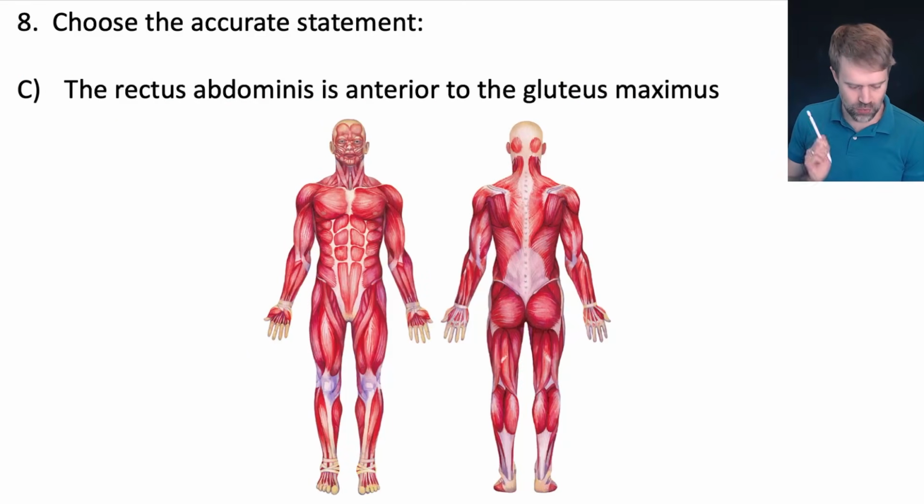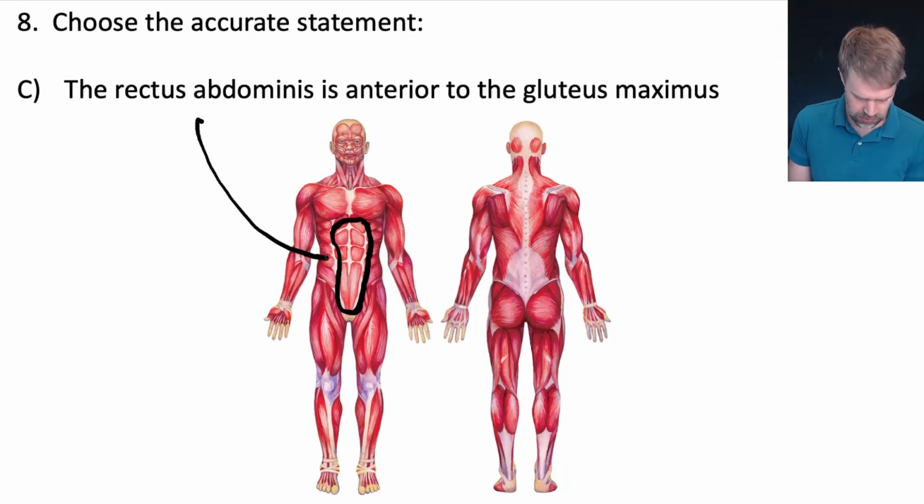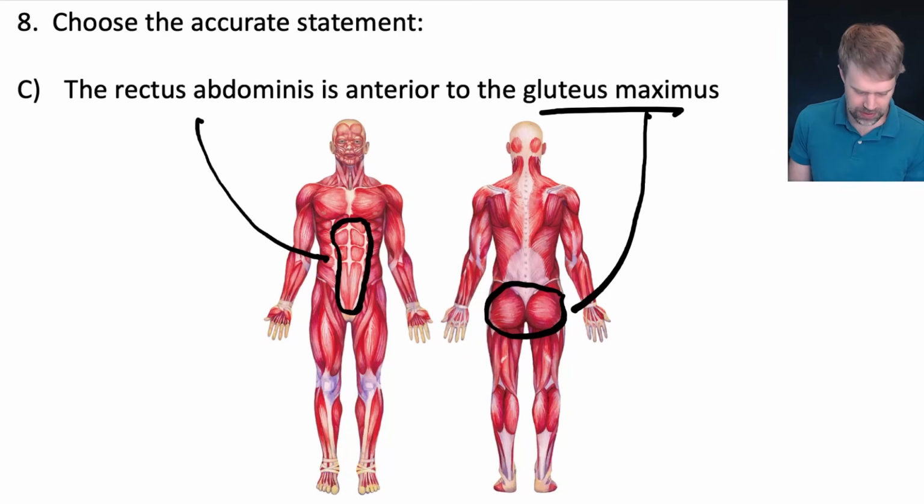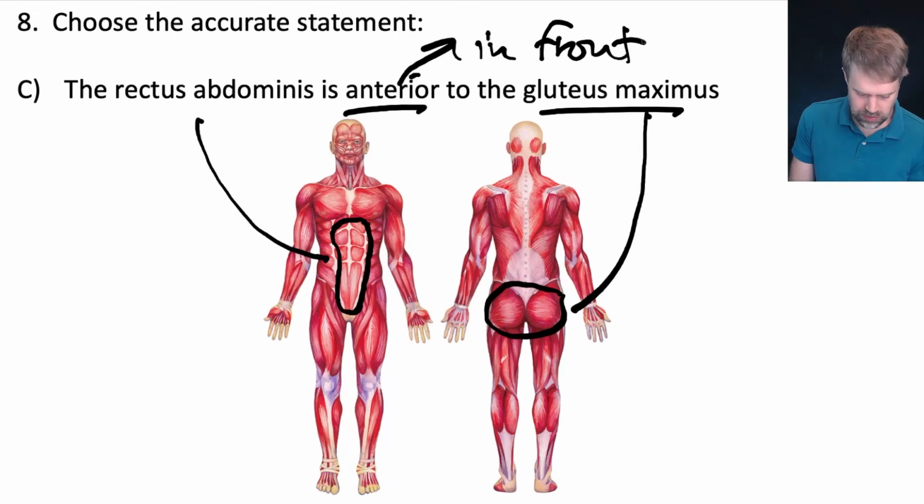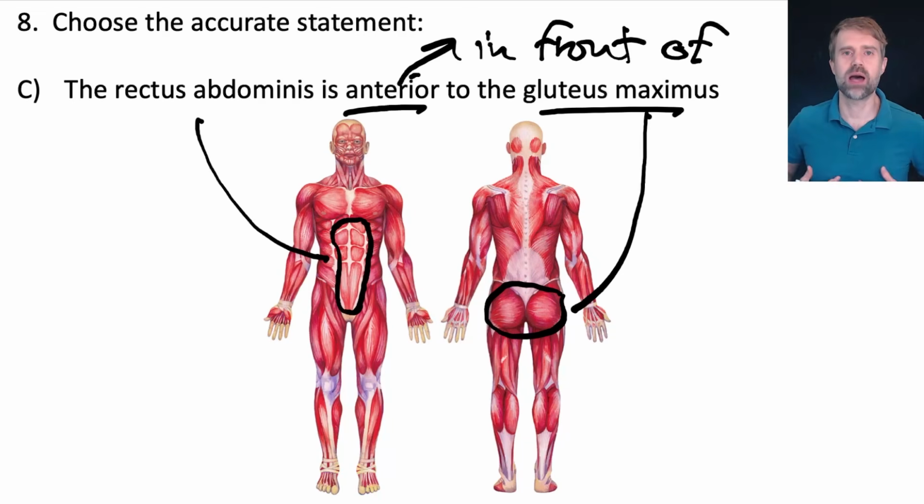B is also wrong. C, the rectus abdominis is anterior to the gluteus maximus. These are muscles that we're talking about here. Here, let me use a different color. Rectus abdominis, these abdominal muscles here. Gluteus maximus, butt muscles, go right there. Anterior, what does anterior mean? In front of. Well, the rectus abdominis is in the front, gluteus maximus is in back, so this looks like it is correct. The rectus abdominis is in front of the gluteus maximus.